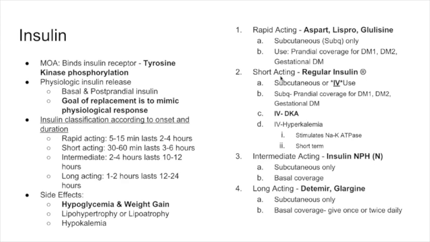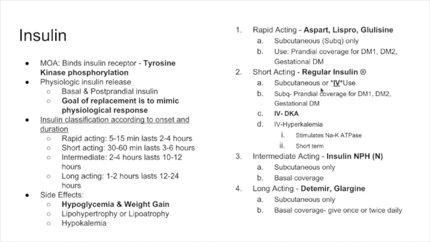The short acting is the regular insulin. The regular insulin meaning the insulin that is not modified. All of these insulins, the aspart, the lispro, and glulisine, these are modified. They either add amino acids or add two amino acids, and they make these fancy names. The short acting insulin is very similar to the endogenous insulin that we have.